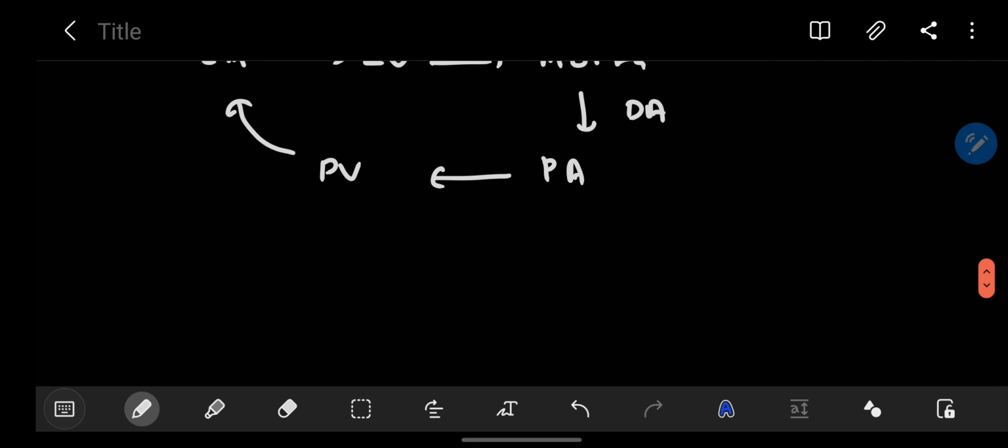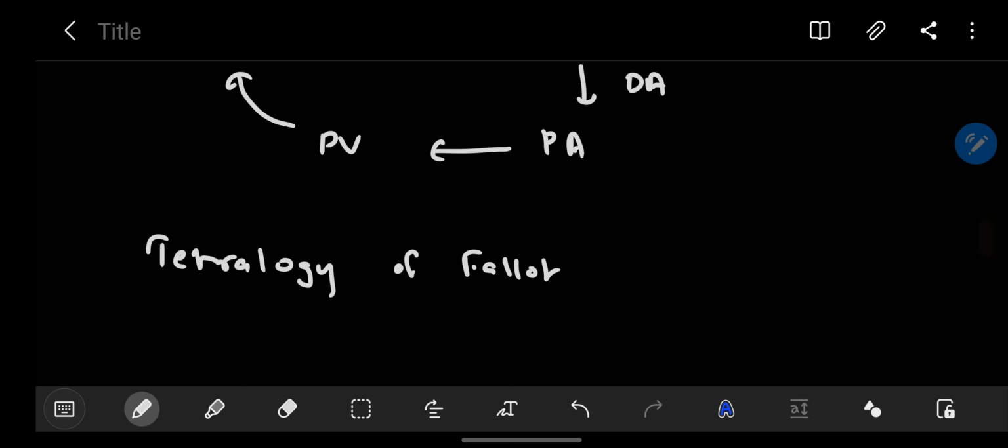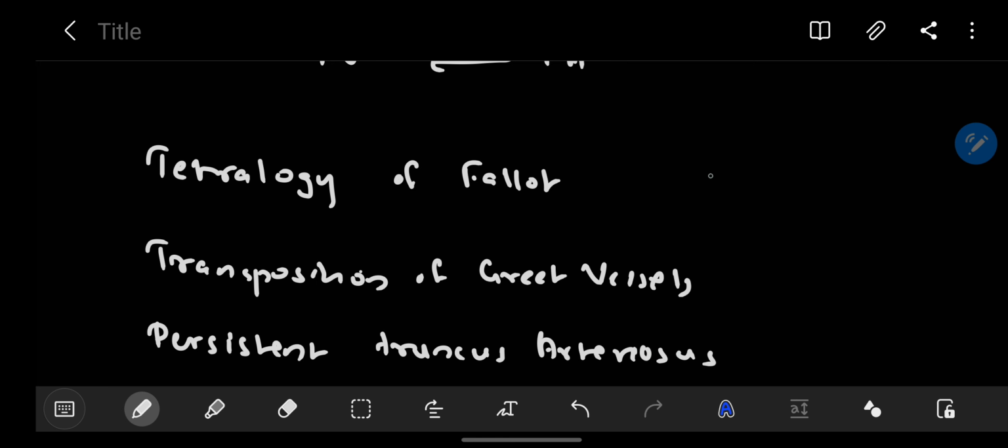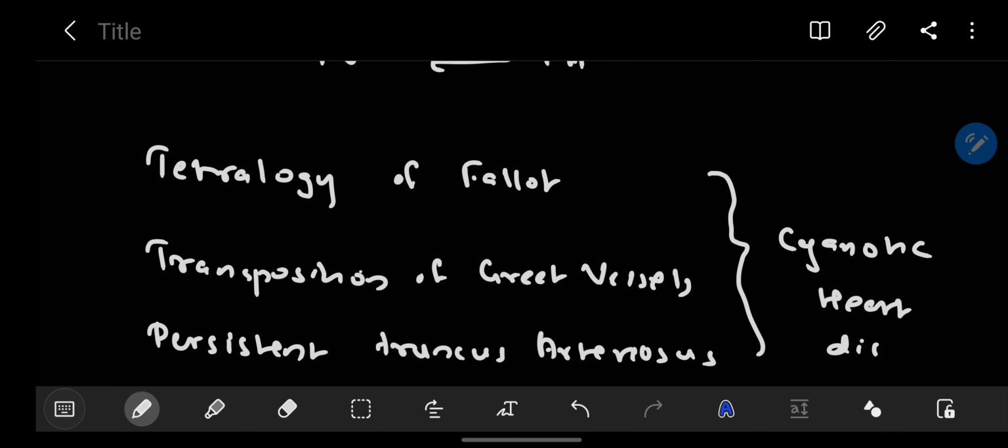There are certain cyanotic heart diseases: the tetralogy of Fallot, the transposition of great vessels, and the persistent truncus arteriosus. These three types are cyanotic heart diseases. That is, in this type of disease, the blood oxygen level will be low.